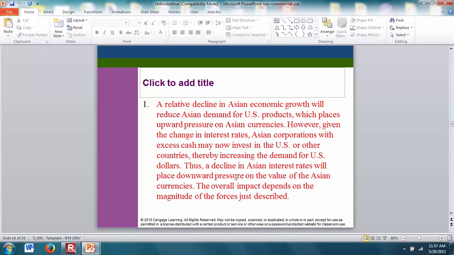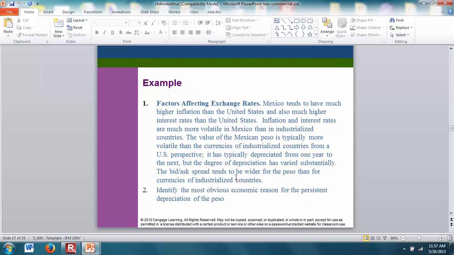However, given the change in interest rates, Asian corporations may now invest in the US. Thus, a decline in Asian interest rates will place downward pressure on the value of the Asian currencies. So the overall impact depends on the magnitude of the forces. So we said that there are two effects. One is interest rates. As interest rates go down, the currency value should decline. The other is inflation. As inflation goes down, the currency value should appreciate.